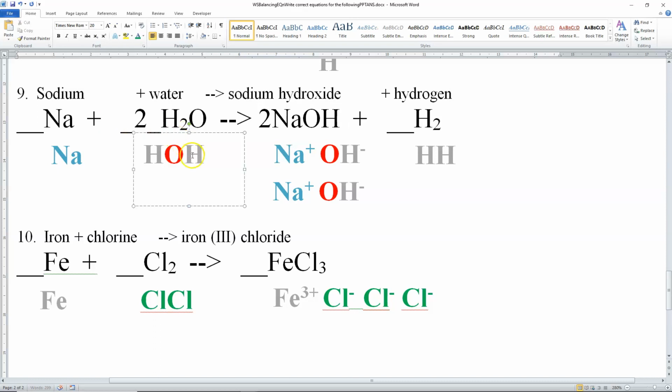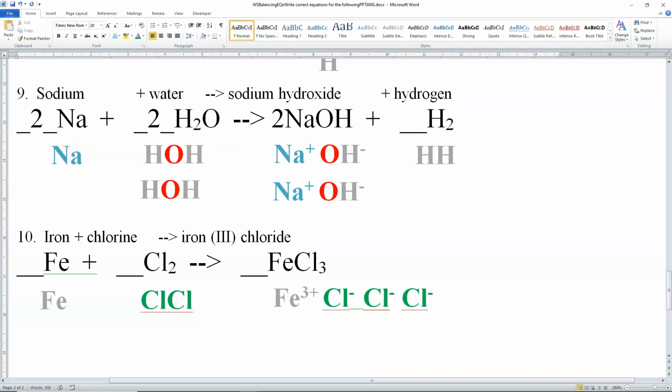So we could now put a 2 in front of the water, and now we have 4 hydrogens on each side. But when we increased the amount of sodium hydroxide, we also increased not only the amount of hydrogen, we obviously increased the amount of oxygen, but that's just been corrected for by putting a 2 in front of the H2O. We've also increased the amount of sodium, so we need to have a 2 in front of the sodium, giving us the following.